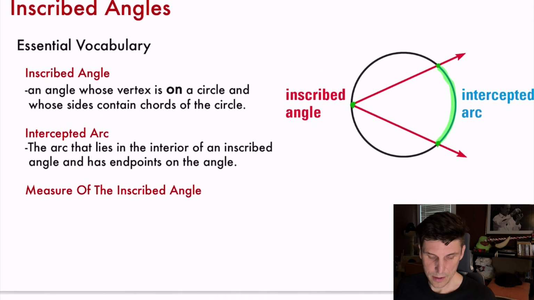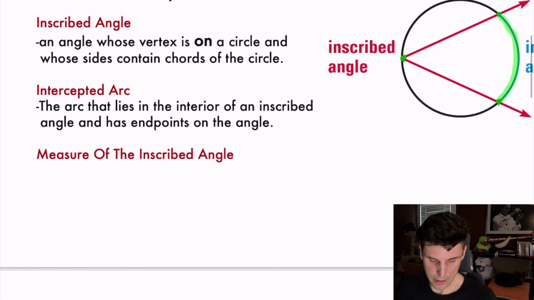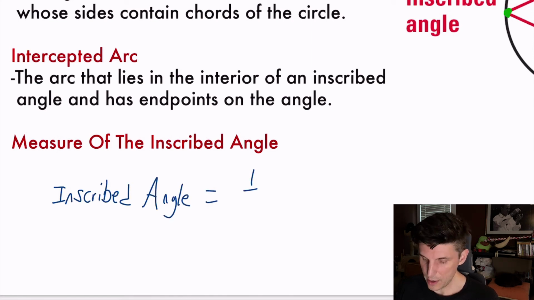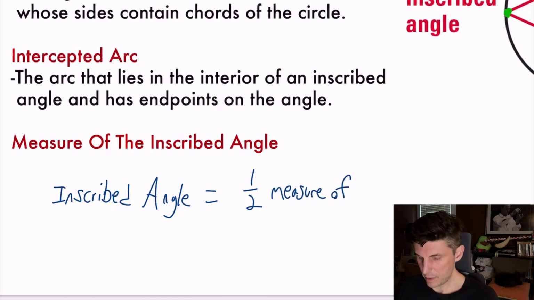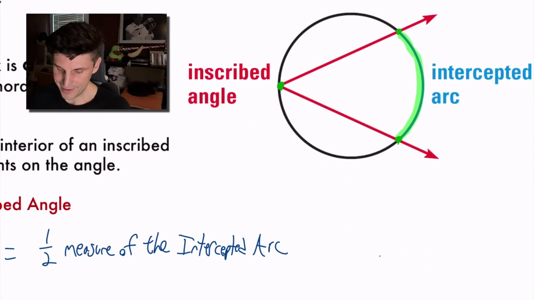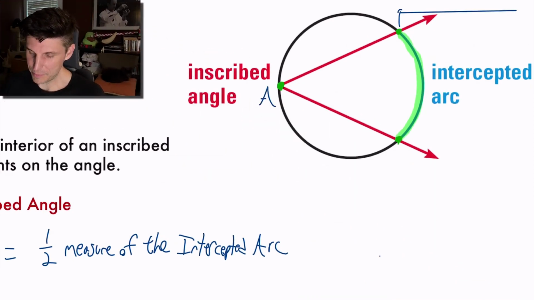Now, the big relationship between the inscribed angle and its corresponding intercepted arc is the following. Just write it in English: the inscribed angle is equal to 1/2 the measure of the intercepted arc.